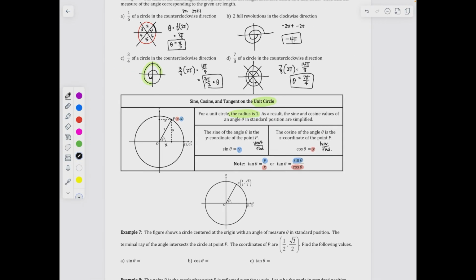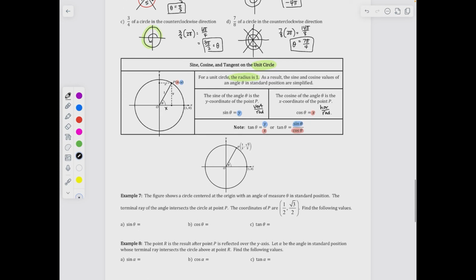Okay, so let's take a look at example number 7. So it says the figure shows a circle centered at the origin with an angle of measure theta in standard position. The terminal ray of the angle intersects the circle at point P. The coordinates of P are 1/2, square root of 3 over 2. Find the following values. So that means that this is the x-coordinate and this is the y-coordinate.